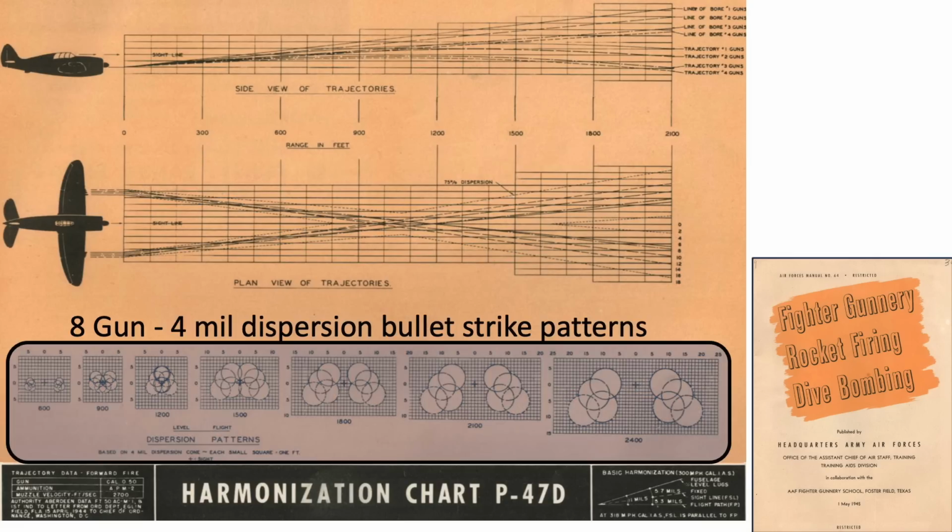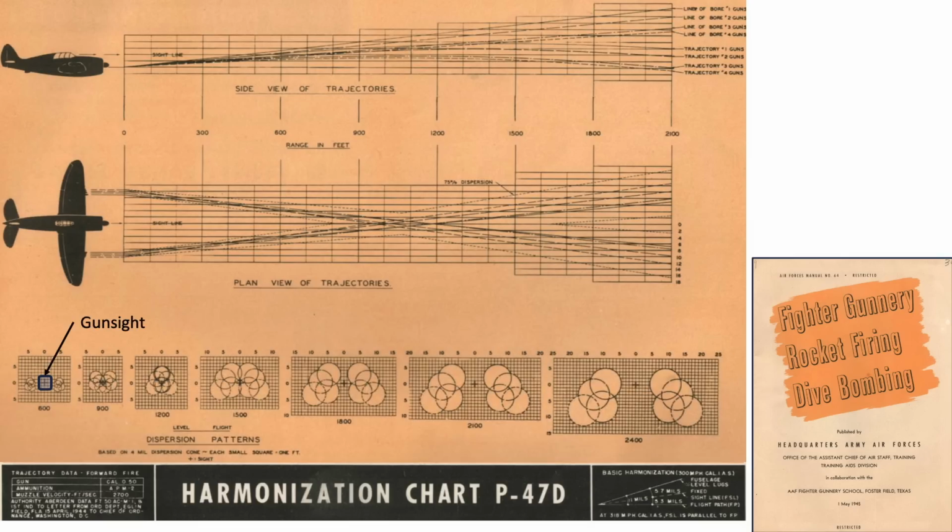These graphs show the P-47's 8-gun overlapping 75% 4 mil bullet strike patterns. The gun sight is represented by the crosshairs. Each square is a 1 foot by 1 foot area. Each circle is an area where 75% of the bullets will strike from one of the P-47's 8 machine guns.